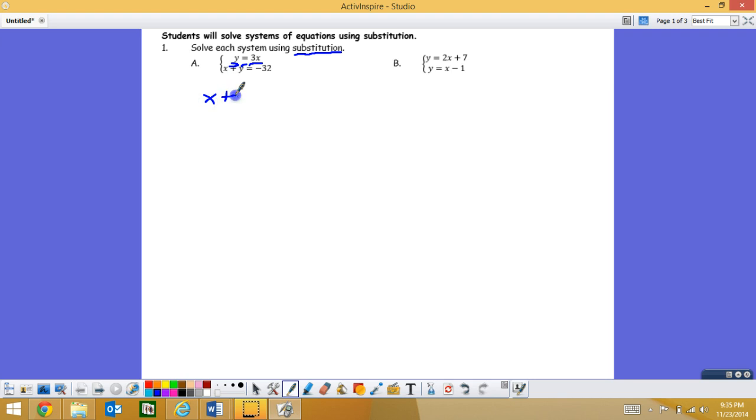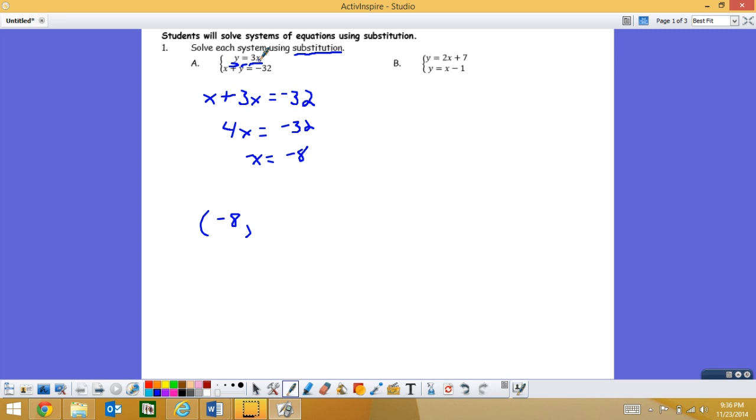So instead of x plus y, we're going to have x plus 3x equals negative 32. And then we just solve this for x. So 4x equals negative 32, and then x is equal to negative 8. That is the x coordinate of the point of intersection. To find the y coordinate, we can take that negative 8 and substitute it back into the top equation, because that's the easiest one to work with.